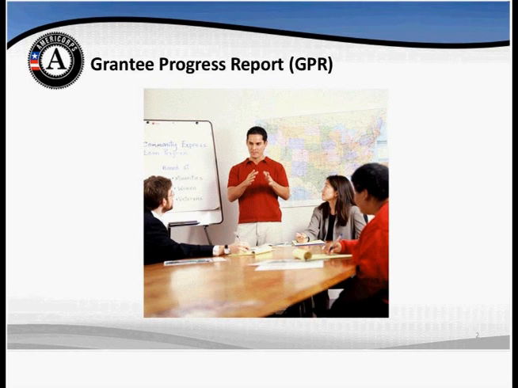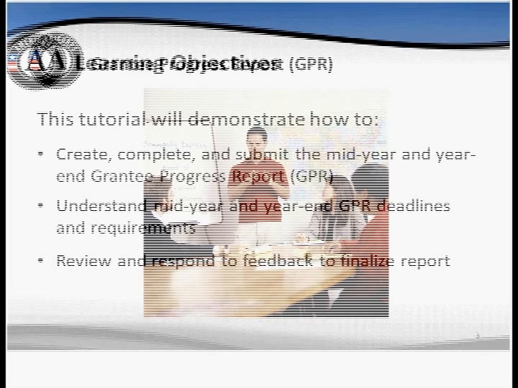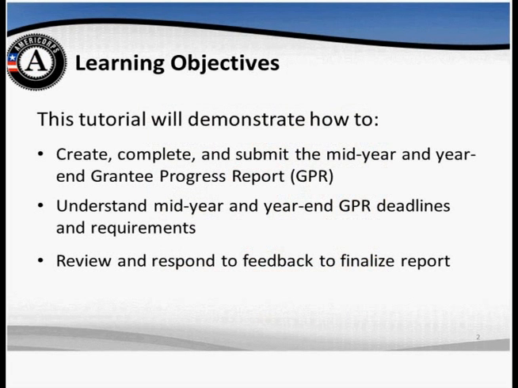Let's look at what we're going to cover, Liz. In this tutorial, we're going to cover how to access, fill in, and submit the mid-year and end-of-year Grantee Progress Report for your program. We'll cover how and when each GPR is due and what information needs to be in it, and how to review and respond to feedback from your CNCS program officer so you can finalize your GPR.